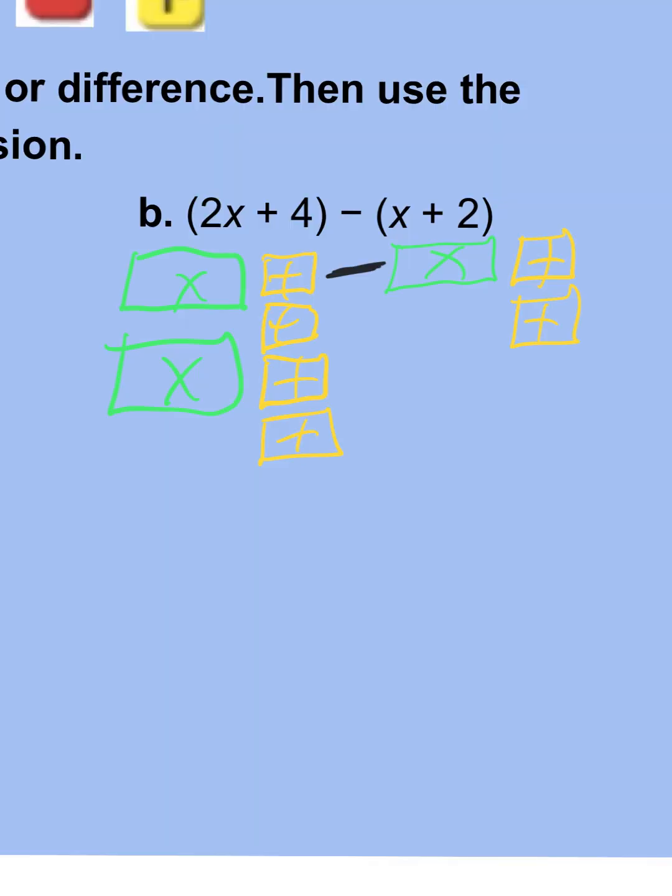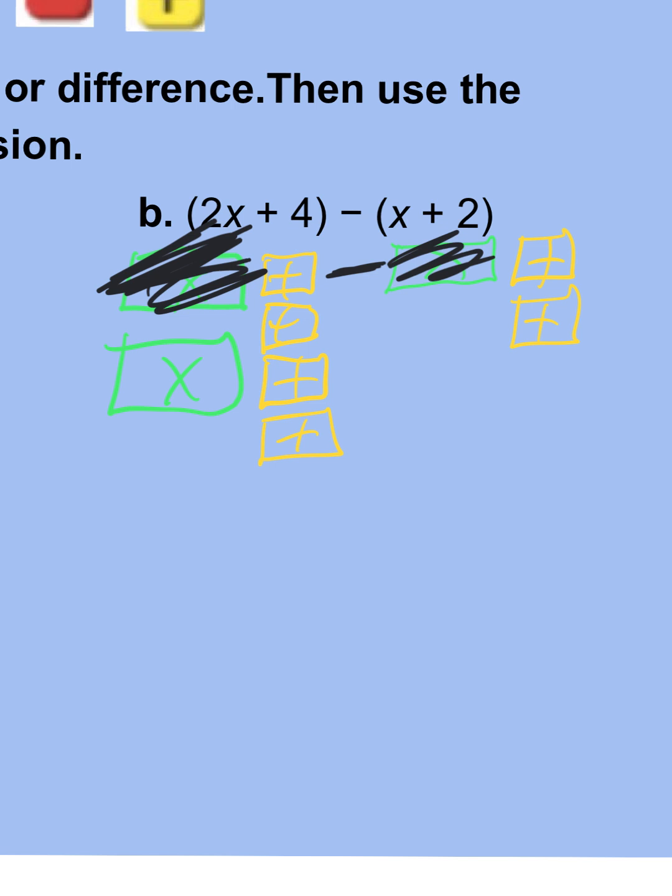Important to pay attention to this minus sign right here. So remember, this is subtraction. So we have this, and we're taking away this. We're going to subtract these things. All right, we have 2 x's. They want us to subtract 1 x. So I'm going to go over here, and I'm going to get rid of 1 x over here because that's what it wants me to do.